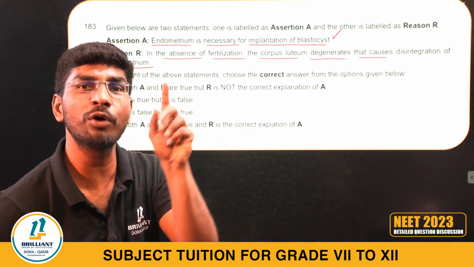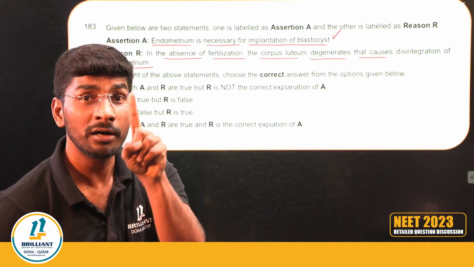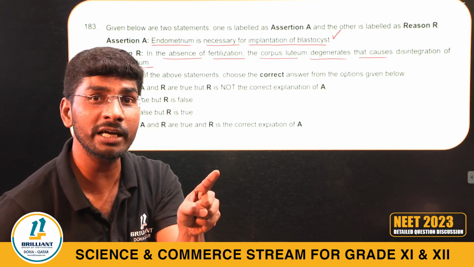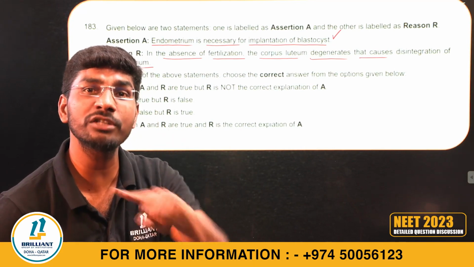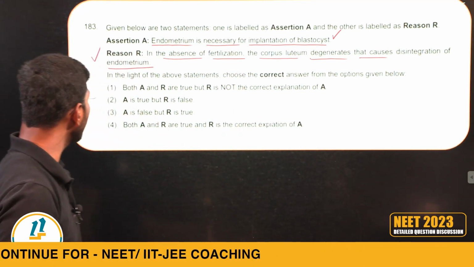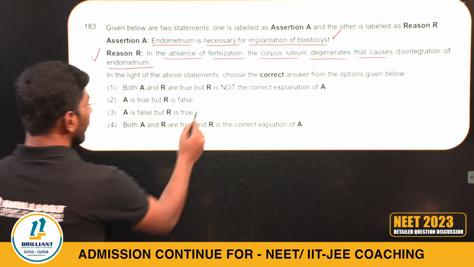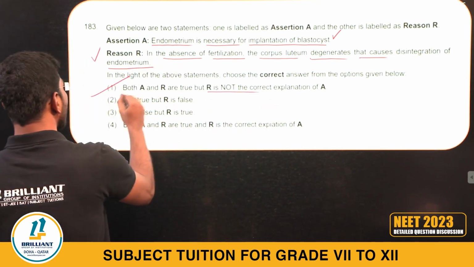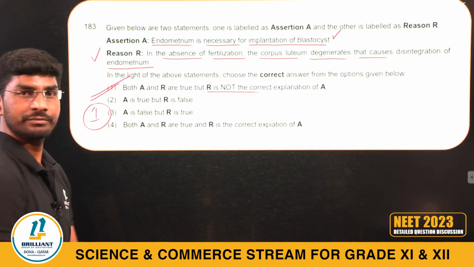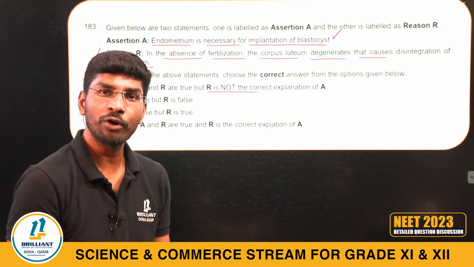So what can I go with? Assertion correct, reason also correct, but the reason is not the correct explanation of A. Both are correct, but R is not the correct explanation. Option 1 I can go. Are you with me? You got my point?